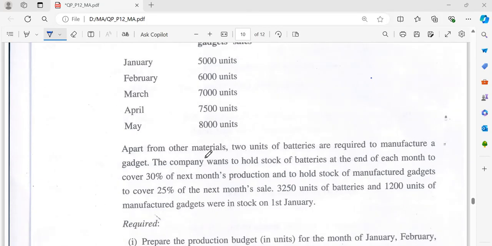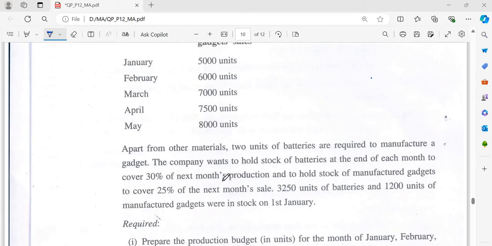Apart from other materials, 2 units of batteries are required to manufacture a gadget. So we need 2 units of batteries for producing one gadget. The company wants to hold a stock of batteries at the end of each month to cover 30% of next month's production, and to hold a stock of manufactured gadgets to cover 25% of the next month's sale. So they need batteries as 30% for closing stock.